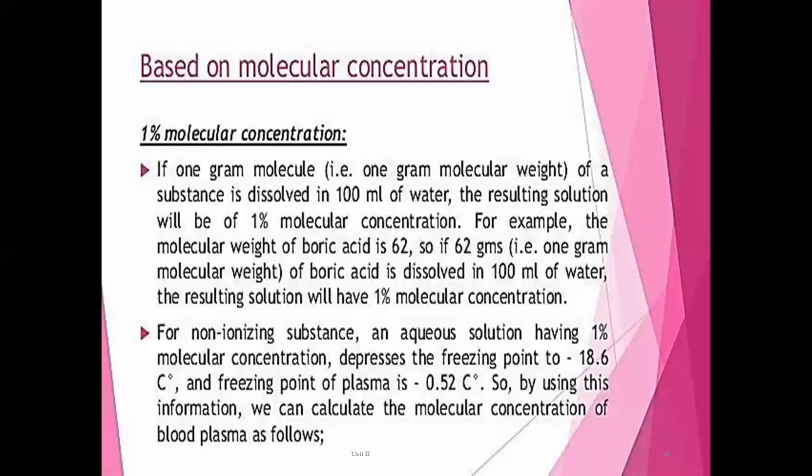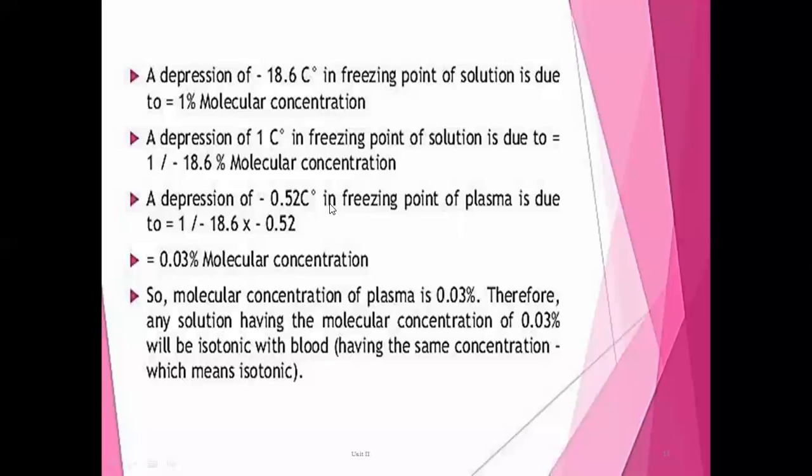For a non-ionizing substance, an aqueous solution having 1% molecular concentration depresses the freezing point by 1.86 degrees centigrade. The freezing point of the plasma is minus 0.52 degrees centigrade. So by using this information, we can calculate the molecular concentration of the blood plasma. A depression of 1.86 degrees in the freezing point of a solution is due to the 1% molecular concentration.